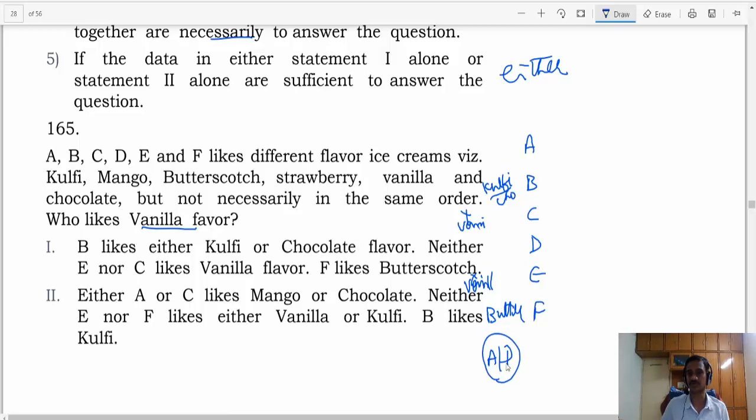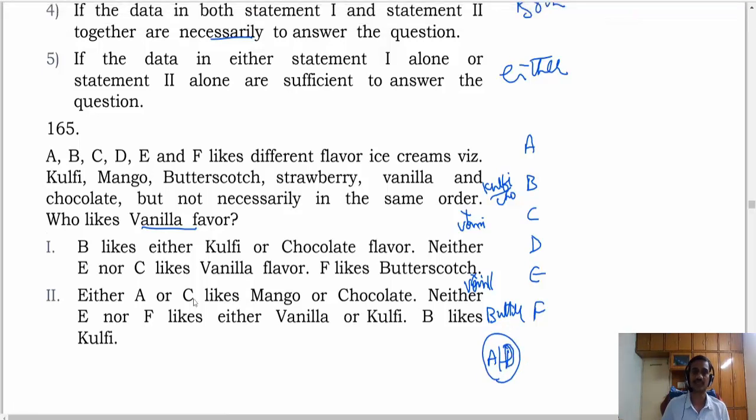From 1 alone we get 2 answers. Hence 1 alone is not sufficient. Then coming to the next one.